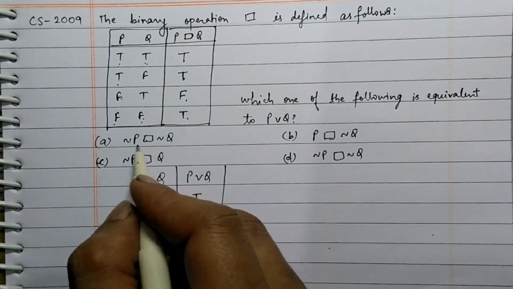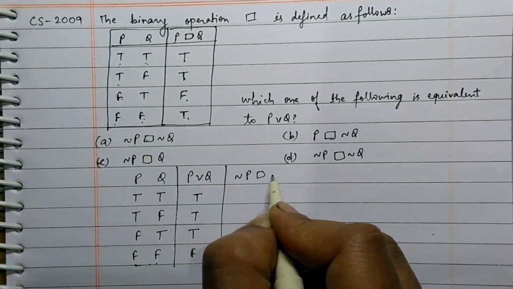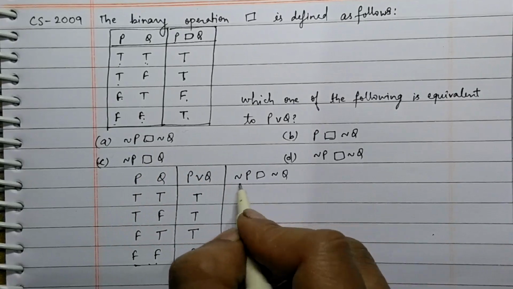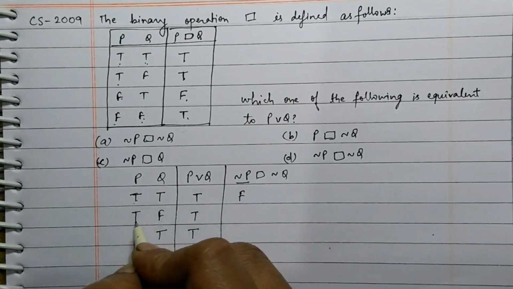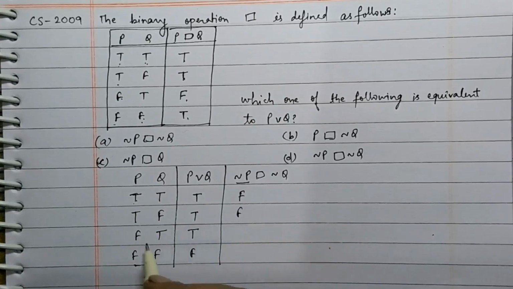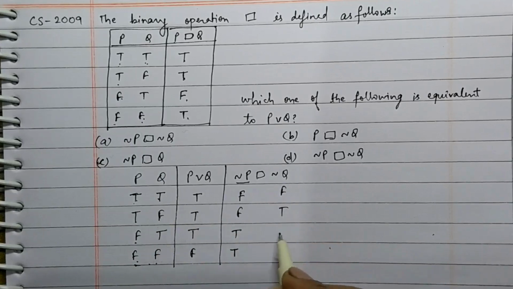Now let's check option A, not P, not Q. Not P: here we will write false, here false, here it is false so we will write true, here false so we will write true. Again for Q, it is true so false will come here, false so true will come here. Just reverse.